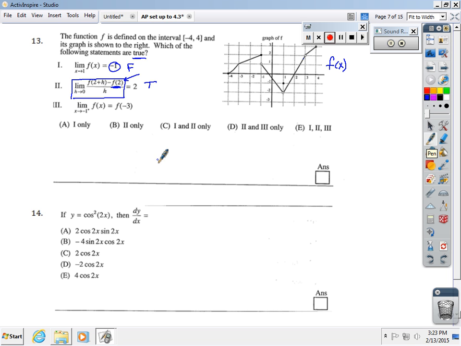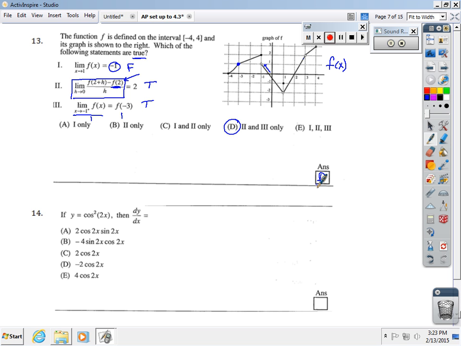Okay, next question. The limit as x approaches -1 from the right. So here's -1 coming in from the right. That value is equal to 1. And f of -3 is what's the value of the function at -3, which is right there, which is also 1, so that's true. So numbers 2 and 3 are true, which is D.